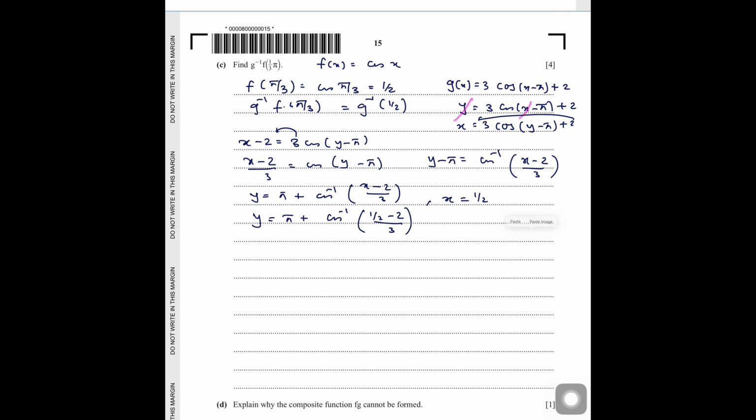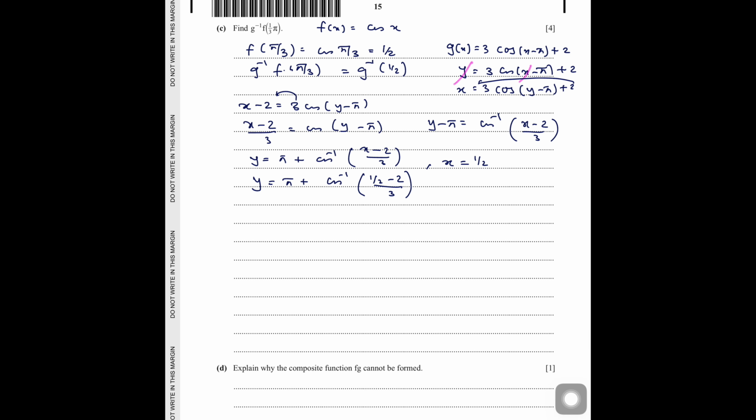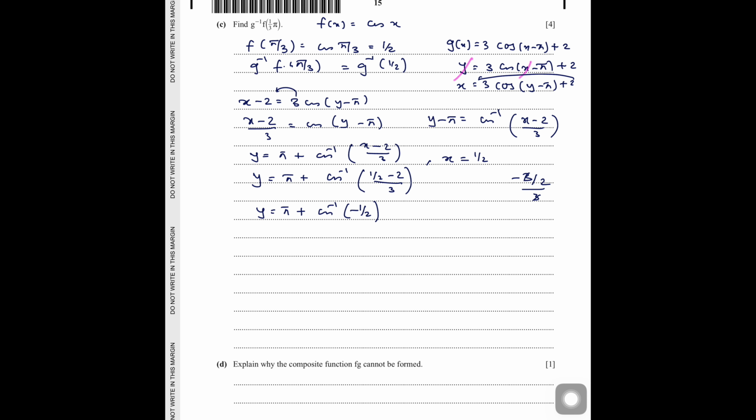So that is y equals pi plus cos inverse of (half minus 2), which is negative 3 over 2, divided by 3. So that's cos inverse of negative half. And cos inverse of negative half is 2 pi over 3. So I'm writing y equals pi plus 2 pi over 3. So y equals 5 pi over 3. That's it. So my answer for g inverse is 5 pi over 3.